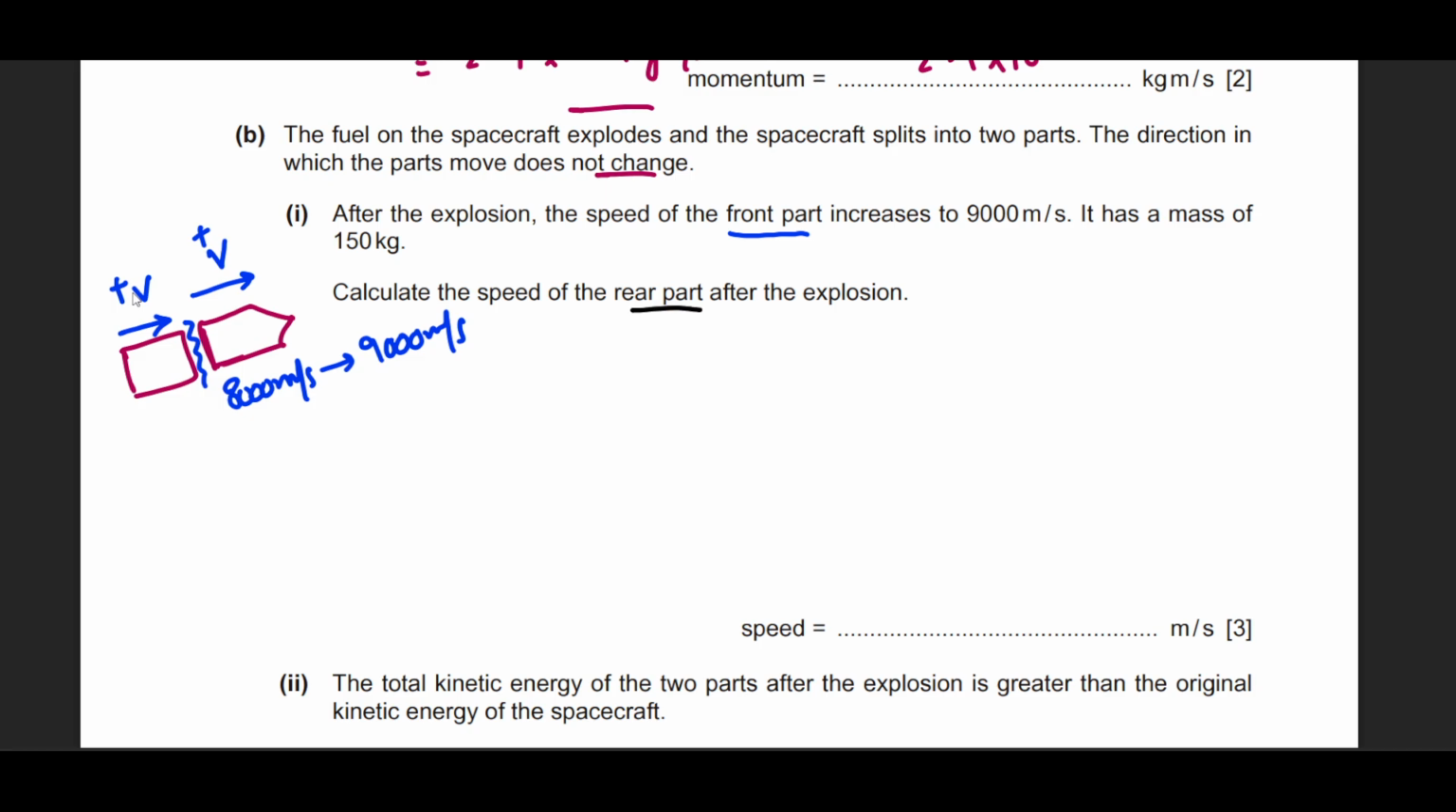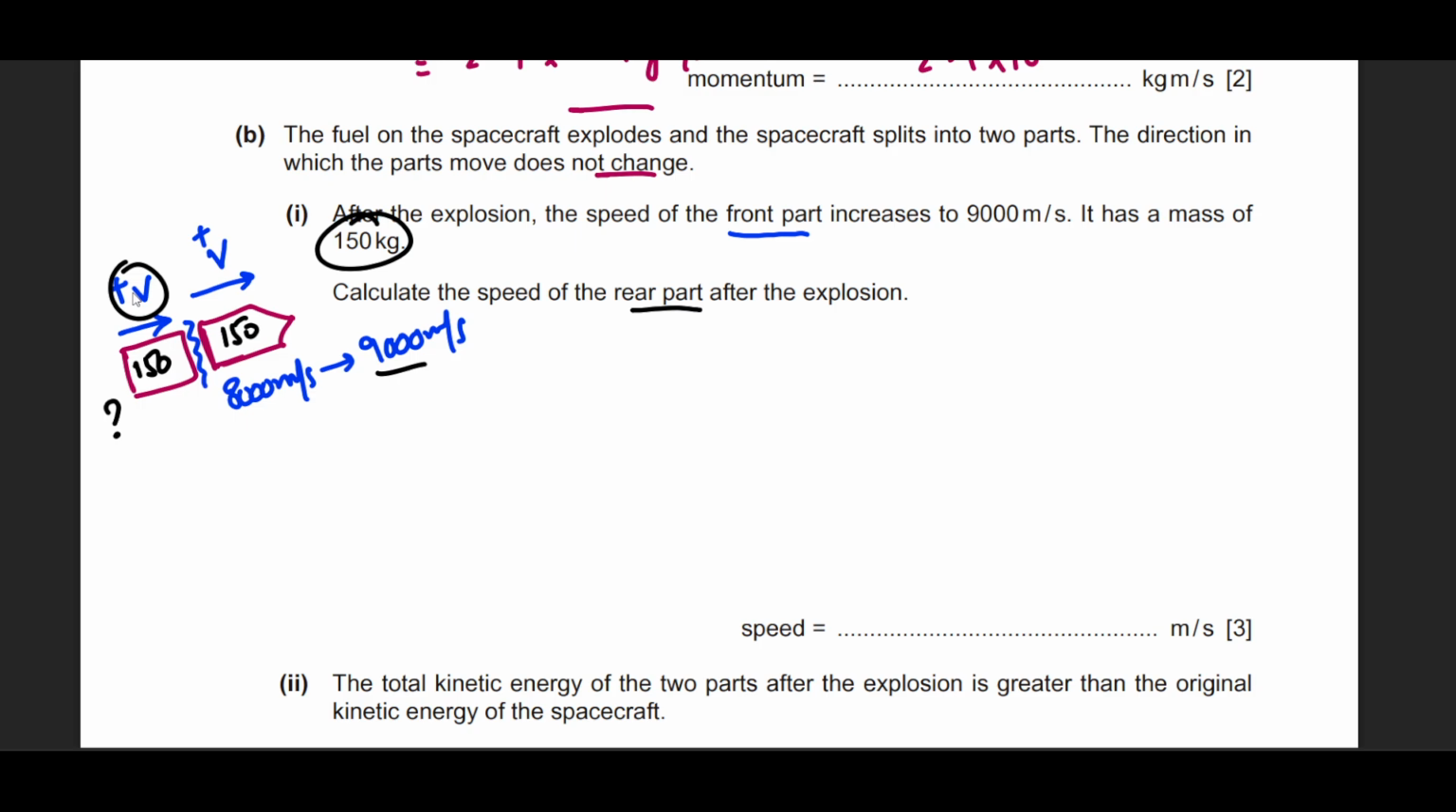Momentum is conserved under all circumstances. So whatever the momentum before collision should be equal to the momentum after the collision. We know the second part mass is 150. So this is actually 150. This is also 150, but what is its velocity? We know that the final velocity of the first part is 9,000, but the second part, the part at the back, we don't know that yet.